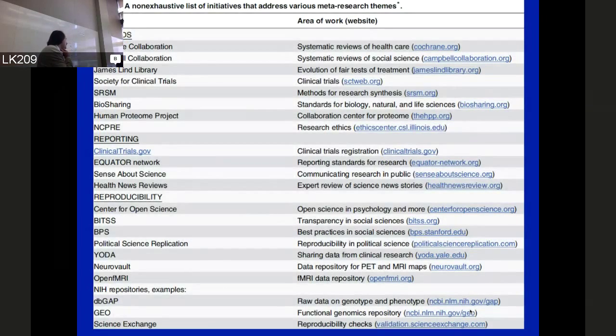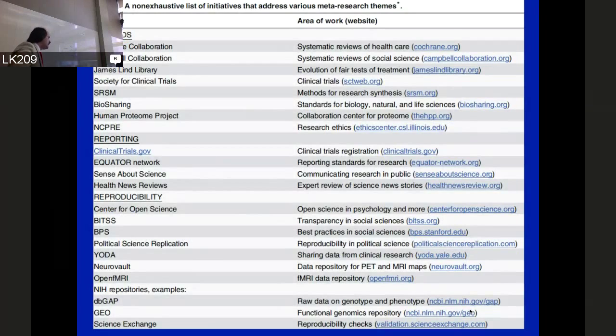The Society for Research Synthesis Methodology, again, a set of methodologies working on methods for systematic reviews and meta-analysis. BioSharing in the biological sciences. The Human Proteome Project, I list here as an example of one field that is trying to put some standards on how research in their field should be done. And there are many other fields in omics that are trying to do the same, and NCPRE on research ethics.